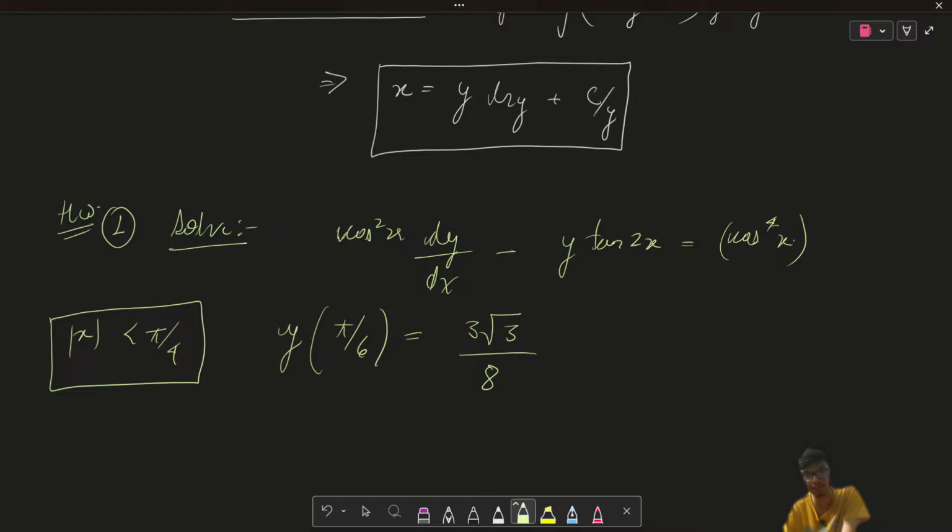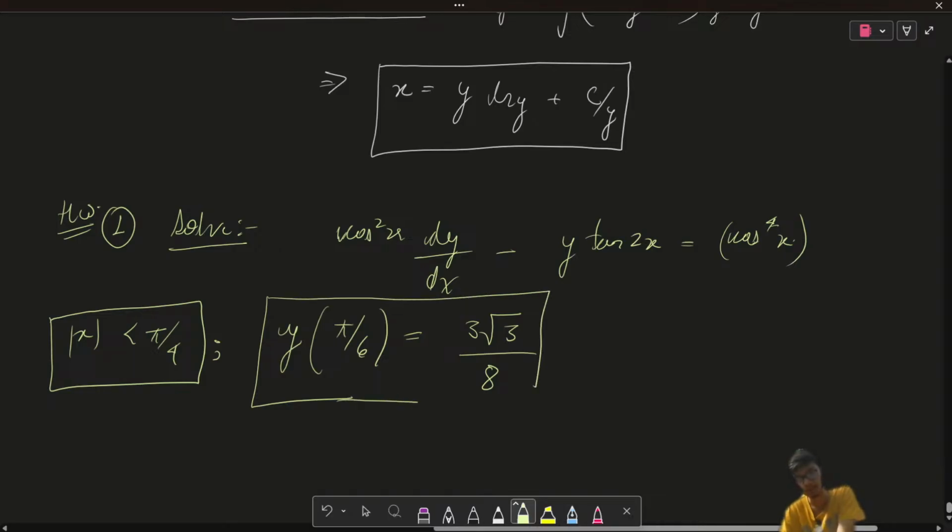Okay, so with this condition, please try to find out the particular solution. In this case you won't be getting the general solution, you will be getting the particular solution, which is a particular equation of a curve satisfying this boundary condition or initial condition. This condition should be satisfied by that particular curve so that you can get the constant value, right? So please try to solve this first problem.